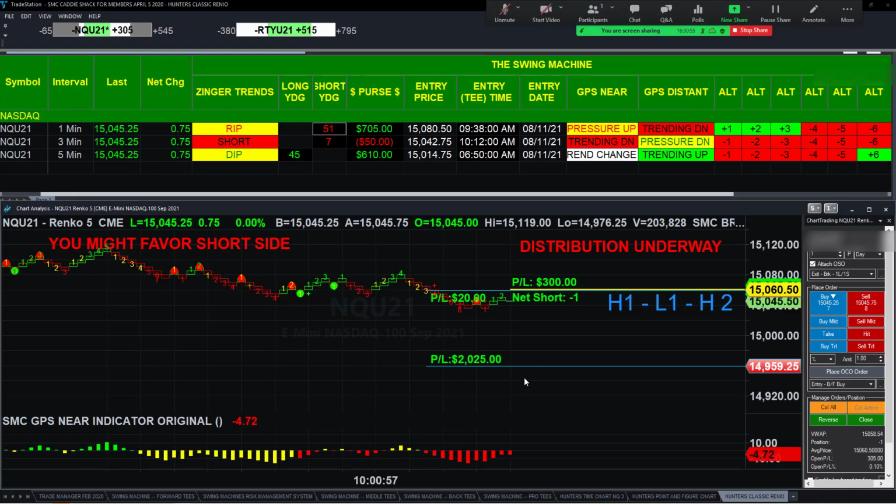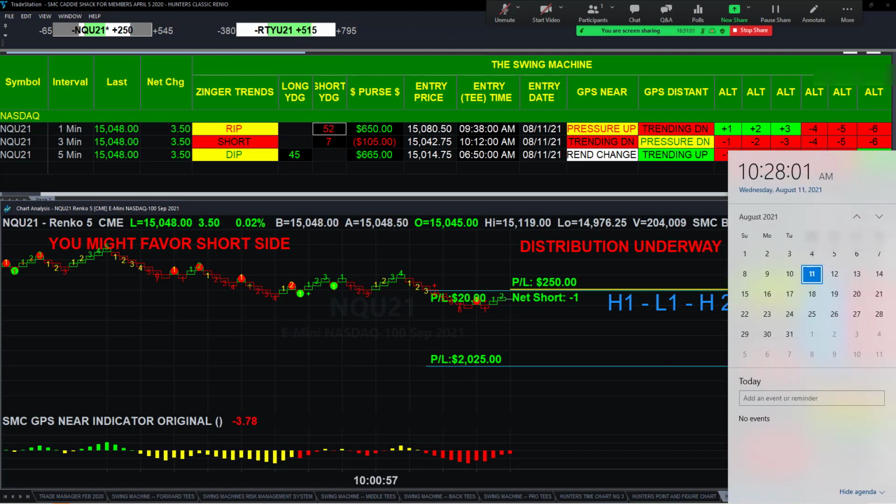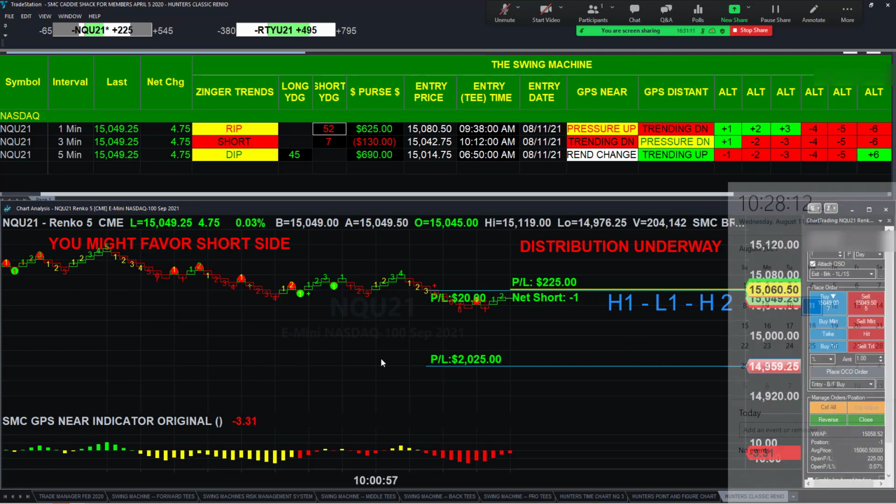Okay, we're still in the trade. Our stop is protecting us. Let's just check on the time. It is 10:28. I had a run up. This is on the NQ over here. I had a run up of $545. I had a drawdown of just 65, and I have a guaranteed winning trade.